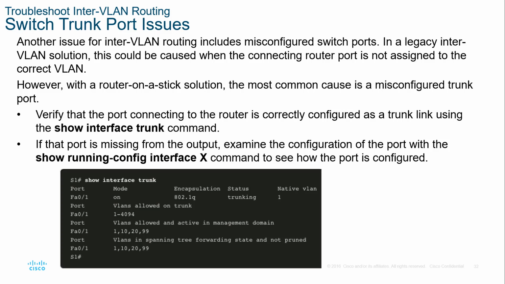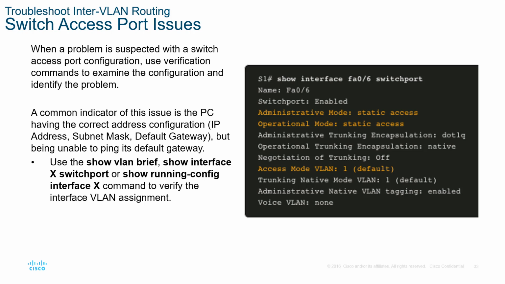We could be looking at switch port trunk issues. We can do that by looking at show interface trunk. It will tell us the mode, the encapsulation, and the status. It will also let us know the native VLAN, and it will say what VLANs are allowed and active. We could be looking at access port issues, and again that could be doing show interface for the appropriate interface switchport, and from there we could be looking at the access modes, the operational modes, things of that nature.